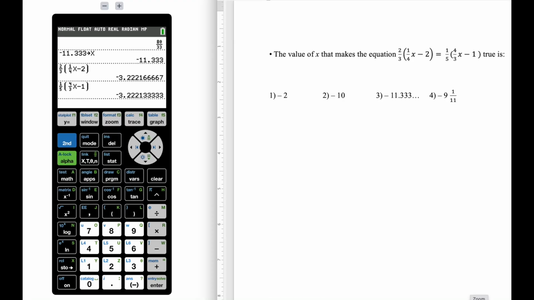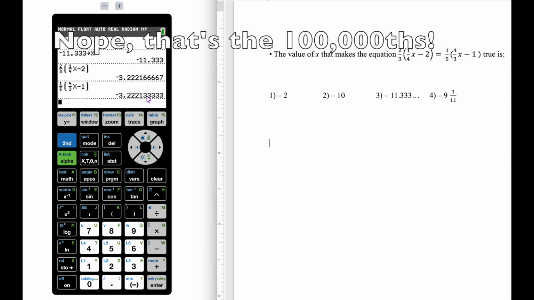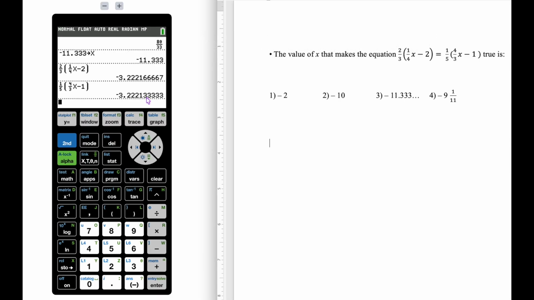So if you tried 1, 2, and 4, and you saw those didn't work, and then you tried number 3, -11.333, you see that they almost work, right? -3.2221. It isn't until the 5th decimal place, that's the 10,000th places, before it starts being wrong. And that's because the ... there means this is a repeating decimal. It's not 0.333. It's 0.33333, an infinite number of 3's.